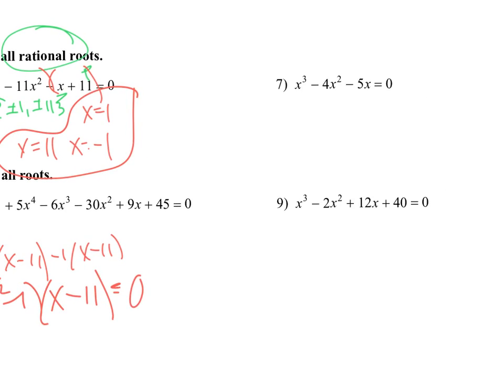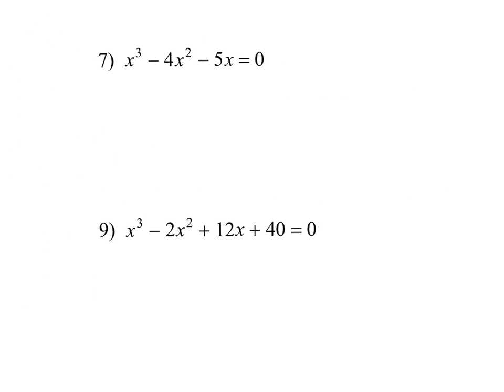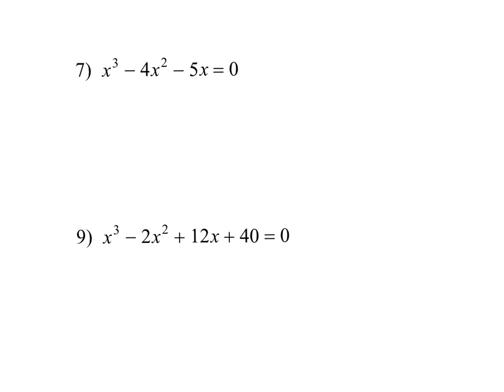Okay, let's try number 7. So number 7, it's 3 terms. There is a greatest common factor, so we could factor that out, but I want to just go over dividing, okay? So I'm going to have a 1, a negative 4. Actually, I lied. I can't. We have to take out the greatest common factor because there's no constant. We need a constant. So x squared minus 4x minus 5 equals 0.